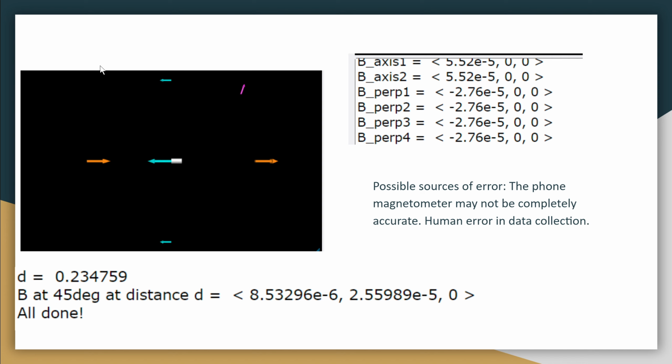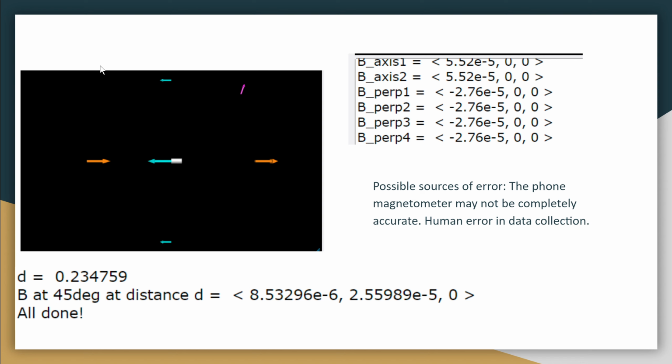So at the end, I found that my total distance was 0.234, and that my B at the 45-degree distance is going to be 8.5329 e to the negative 6 and 2.5598 e to the negative 5 and 0 in the z hat. And then the magnitude of this is our B total that we found earlier.